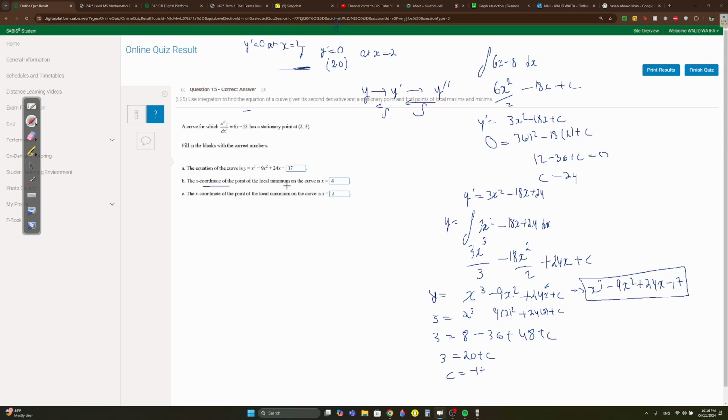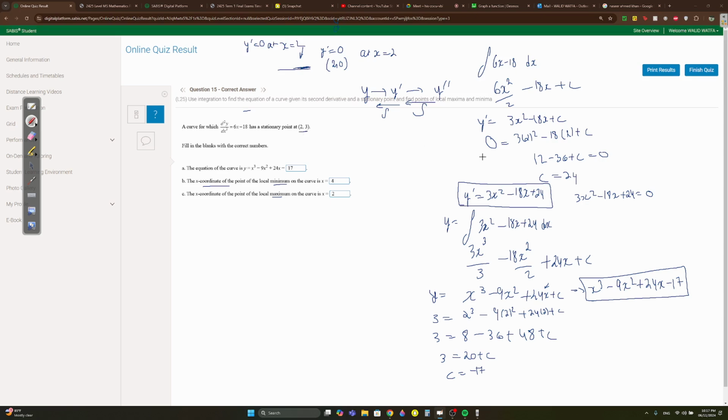What is the x coordinate of the minimum and then maximum? When you work with minimum maximum, what does that mean? It means equate y prime to 0. What's y prime? We found it to be this. So you have to go back to your y prime that you actually found and equate it to 0: 3x squared minus 18x plus 24. Equate it to 0. You need to find its roots, right?